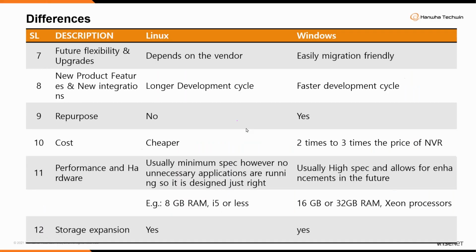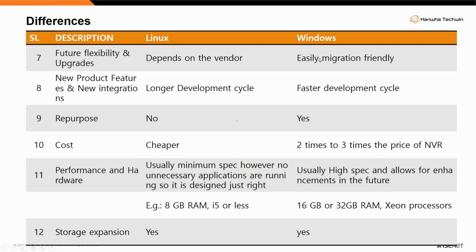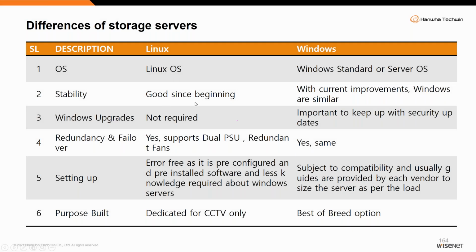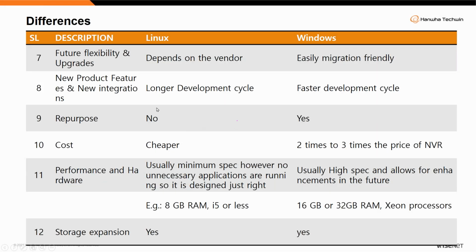Let's compare the two types of operating systems used in video management systems. NVRs use Linux. Linux operating system is good in terms of stability. You don't have to worry about Windows upgrades. Redundancy, it supports all types of redundancy options. It is already pre-configured because the vendor is building the hardware for his product, so he already knows what is required, what motherboard will work, what RAM card will work. Everything he has already tested. No headache for you.